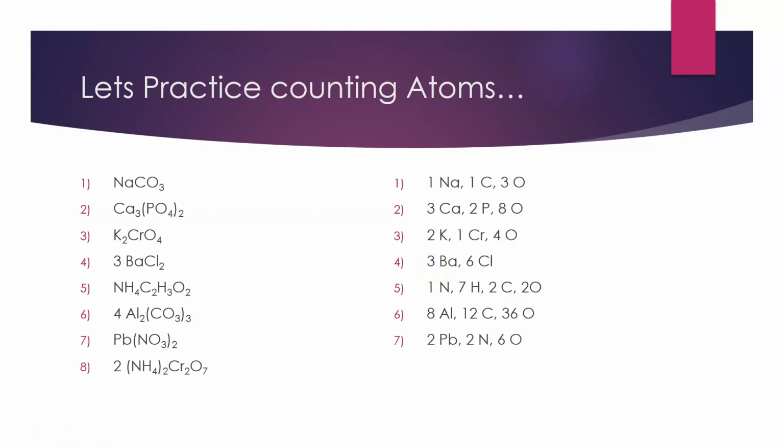7 was more simple with 2 leads, 2 nitrogens, and 6 oxygens. And then 8 was a lot like 6 in that you had a lot of things you had to think about, coming in with 4 nitrogens, 16 hydrogens, 4 chromiums, and 14 oxygens. How did you do? Is there a pattern to anything you missed? Pay attention to what that pattern is and focus on things you might need to ask questions on later.